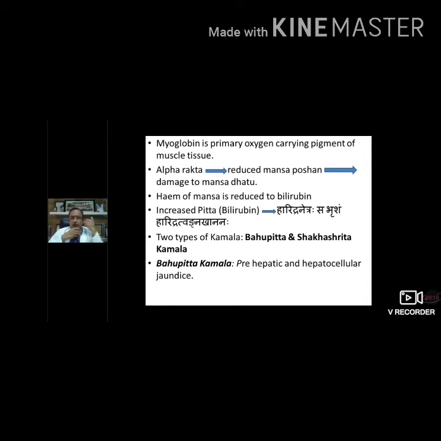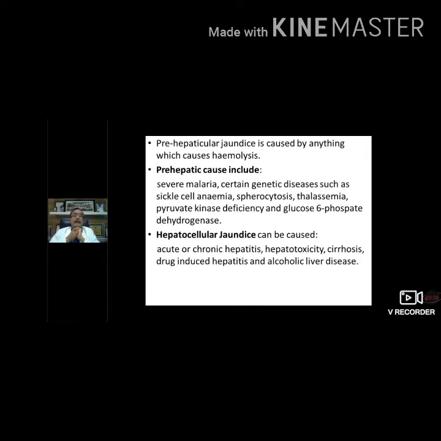We have to talk. Now, prehepatic, hepatocellular, obstructive, cholestasis, all are there. Because cholestasis goes toward obstruction, it goes directly to the Rudhapatha. So what remains, the prehepatic and hepatocellular causes, come under Bahupitta kamla, or cholestasis kamla. But the ideal word is Bahupitta kamla.